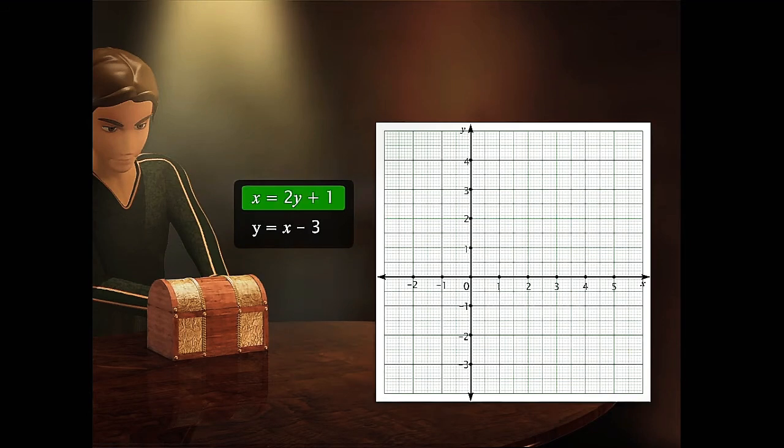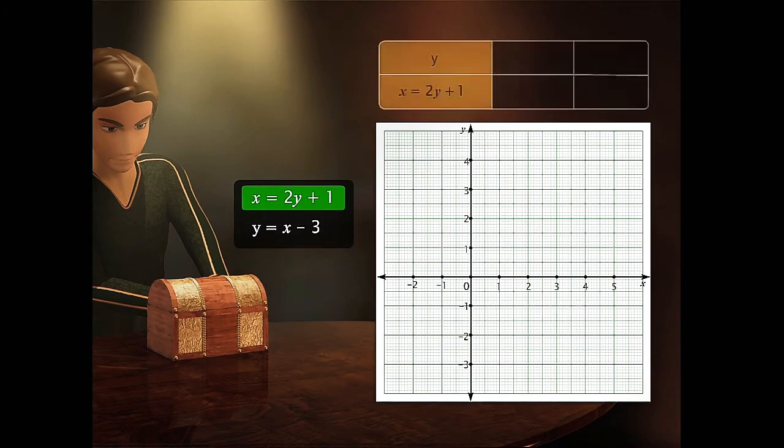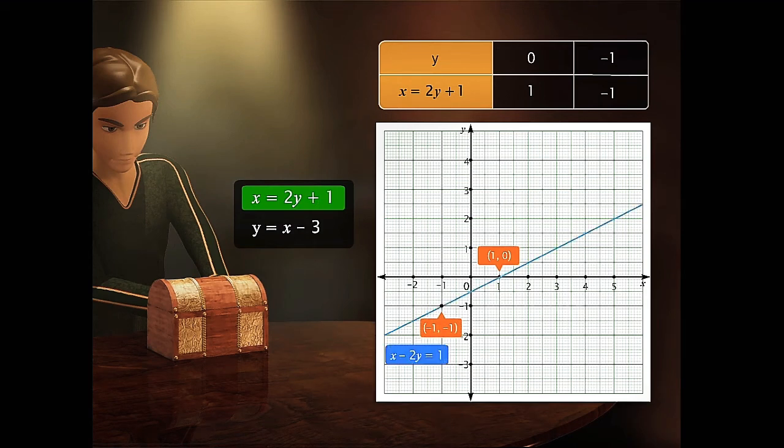Let's first draw the graph for linear equation x equals 2y plus 1. For that, we need at least 2 points whose coordinates satisfy the equation. Let's take value of y as 0 and minus 1. We get corresponding values of x as 1 and minus 1. Plotting the points 1, 0 and minus 1, minus 1 and joining them, we get the line that represents the given equation.